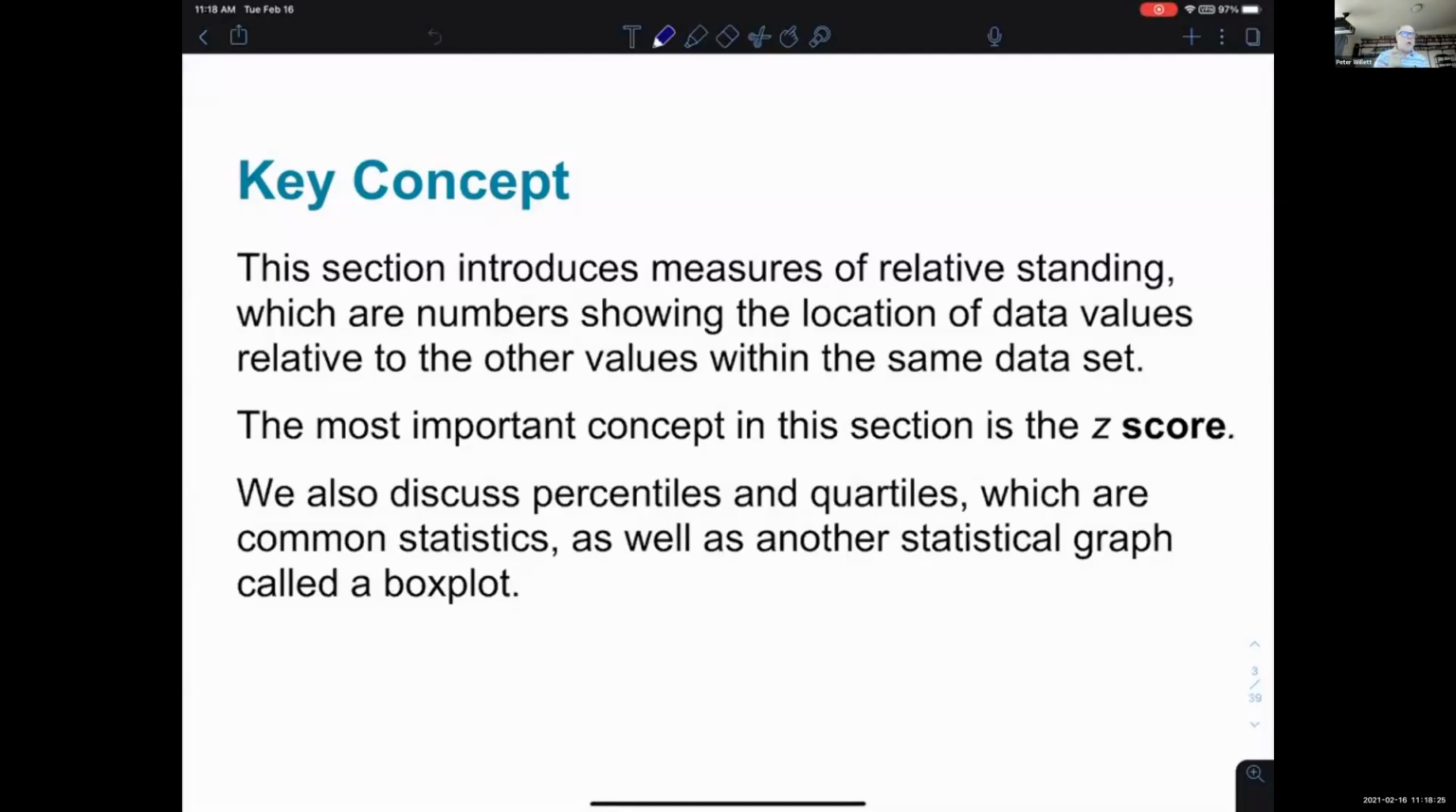However, the most important concept in this section, and they cannot emphasize that enough, is the Z-score. We're introducing the Z-score. And again, it's in bold, and you have no reason to know what that means at this point. So we will define it in the coming slides, but it is the most important concept, and we will be using that throughout the rest of the semester. Now, we also will be discussing percentiles and quartiles, which are common statistics, as well as another statistical graph called a box plot. But the Z-score is super important. So those are the key concepts for the section.